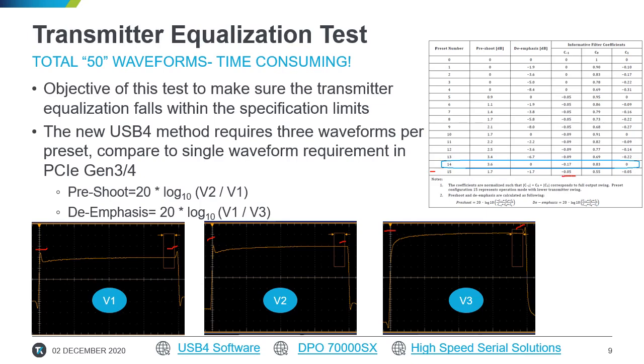If you have noticed the coefficients over here, if you do the absolute sum of these coefficients, it's not equal to 1. That is because it's a reduced swing. Also note that preset 14 was recently changed. So if you are implementing preset 14, make sure it is using the correct values.